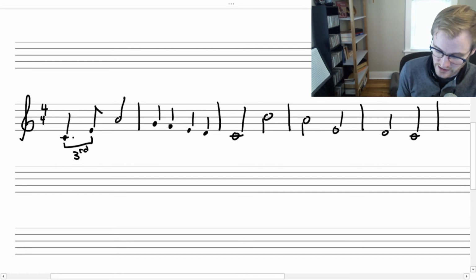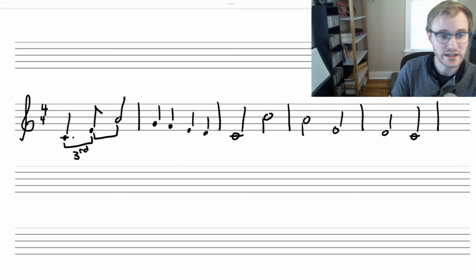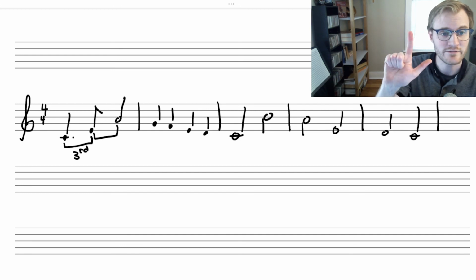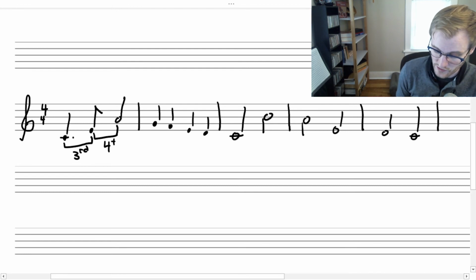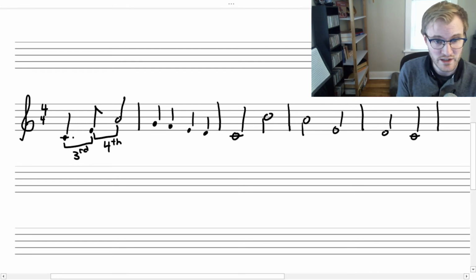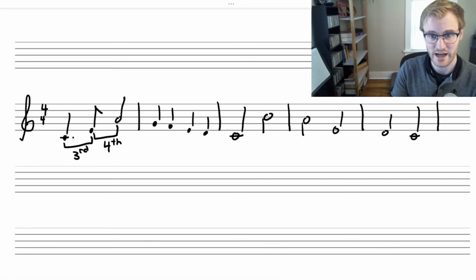a third. We could see the distance from E to A, and again, here we can see that we have one on a line and one on a space, so it must be an even numbered interval. And again, we could just go E, F, G, A, and we would be able to label this as a fourth. Going forward, it's pretty easy to see what the interval is between the next several notes.